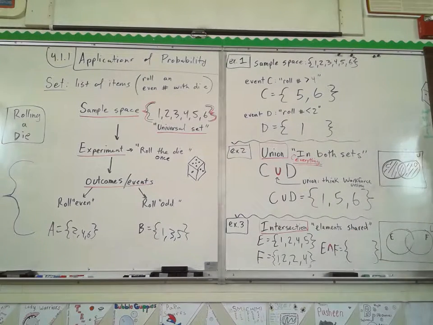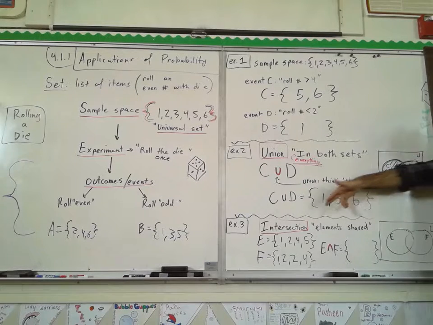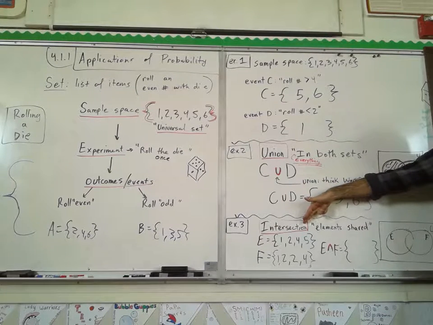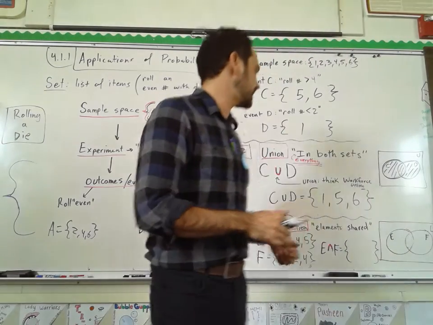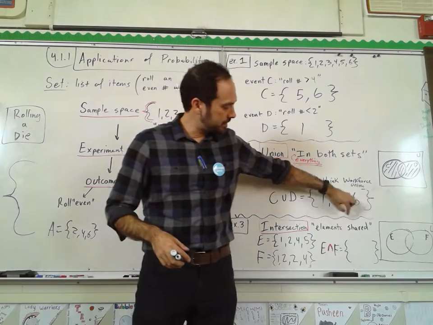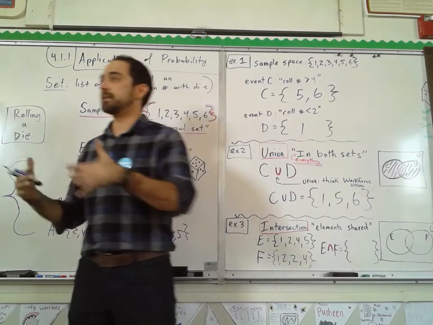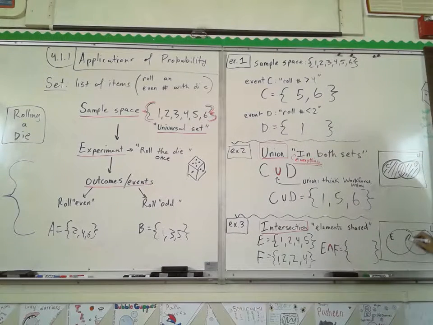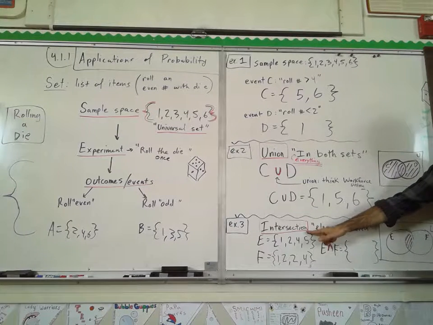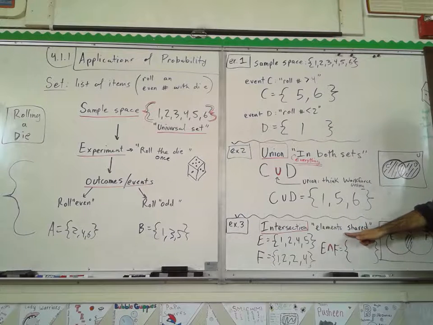All right. Example 3 is the next term we're learning here, the intersection. It includes the elements that are shared, the elements that are in common. So for my Venn diagram, I'm going to shade in between, because it's the things in common. That's the intersection. I'm sorry, it's hard to see there in the back. Let me read it: intersection, in quotes, elements shared.